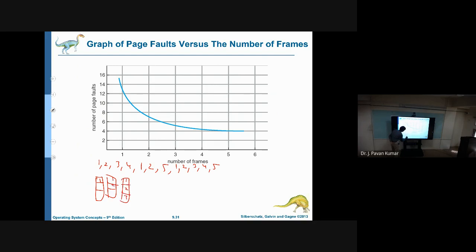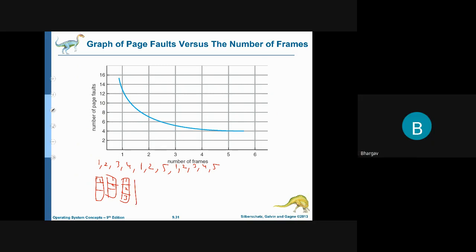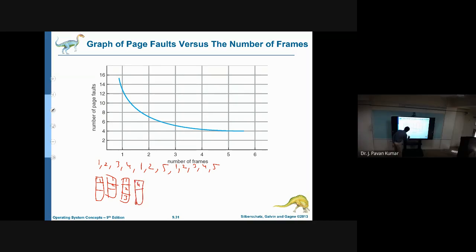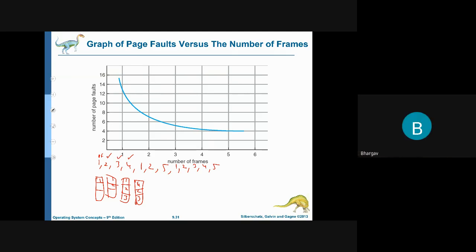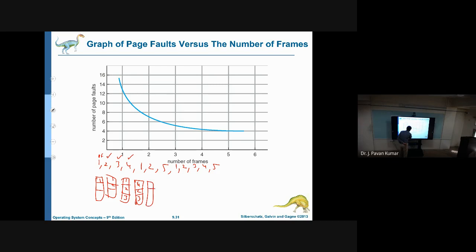1, 2, 3. Now 4 means which one do we have to replace? 1. So the contents will be 4, 2, 3. So here page fault, page fault, page fault, page fault. Next 1. Page 1 again page fault, right? So which one we have to replace? 2. So 4, 1, 3.